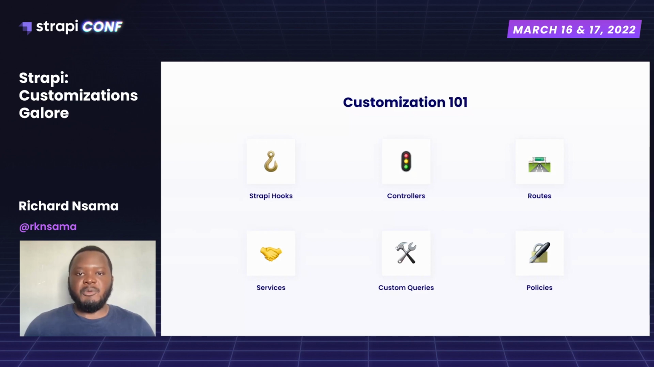Services are reusable pieces of code that you can store in your application so that you don't have to duplicate the same thing over and over across your code base. Custom queries allow you to step down closer to the database and have full control over the way you manipulate and work with your data. And policies are a way for you to dictate the control flow of requests in and out of your application.